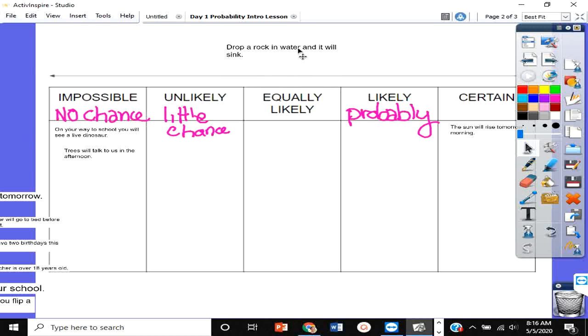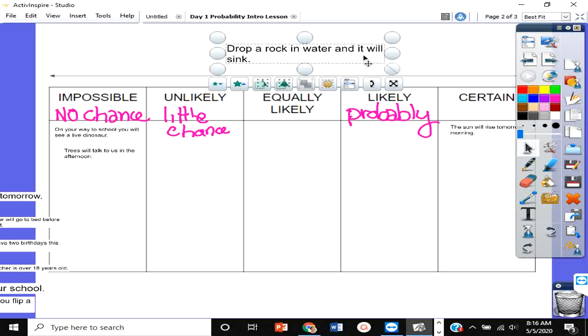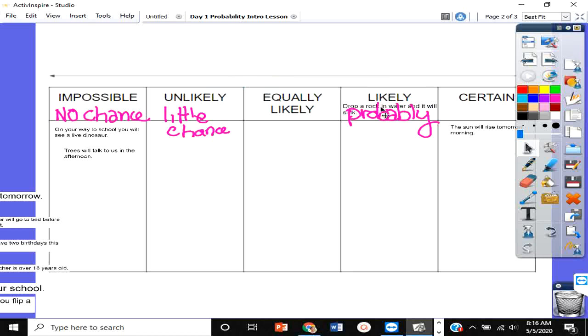Let's take a look at this next one, see what you think. Drop a rock in water and it will sink. Well, based on my experiences, I know that every single time I have dropped a rock in the water, it has sunk. So I'm going to put it under certain. If something has happened to you where it hasn't sunk, you might put it somewhere else.